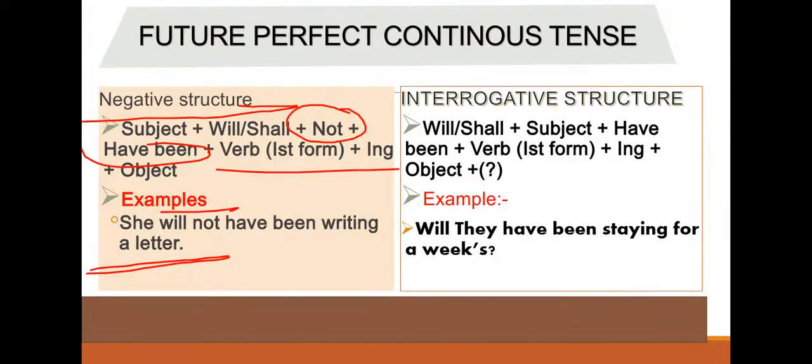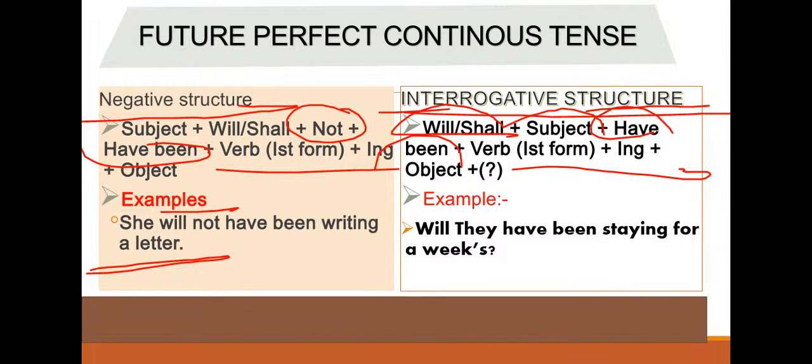These could be the examples of the negative structure. Now we have the interrogative structure, that is, will or shall in the beginning, and then the subject, then have been after that, then the fourth form of the verb, and then the object with a question mark.